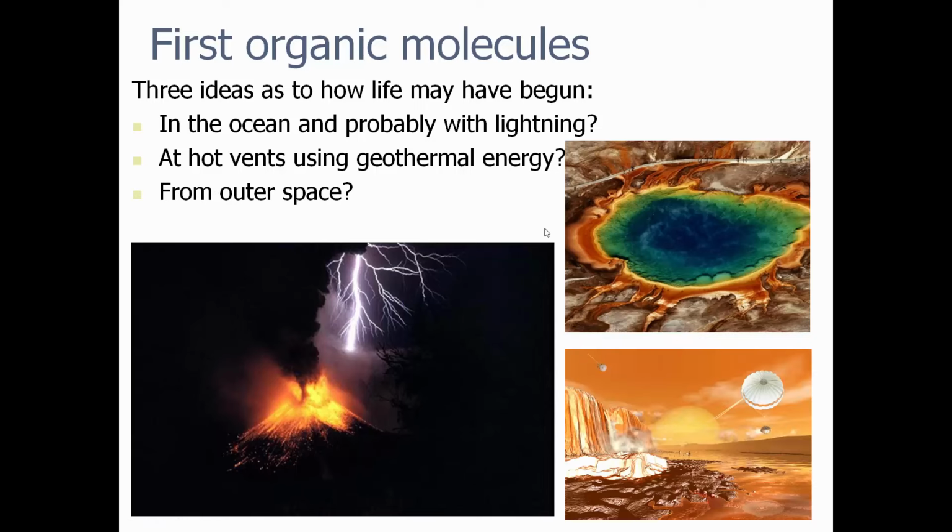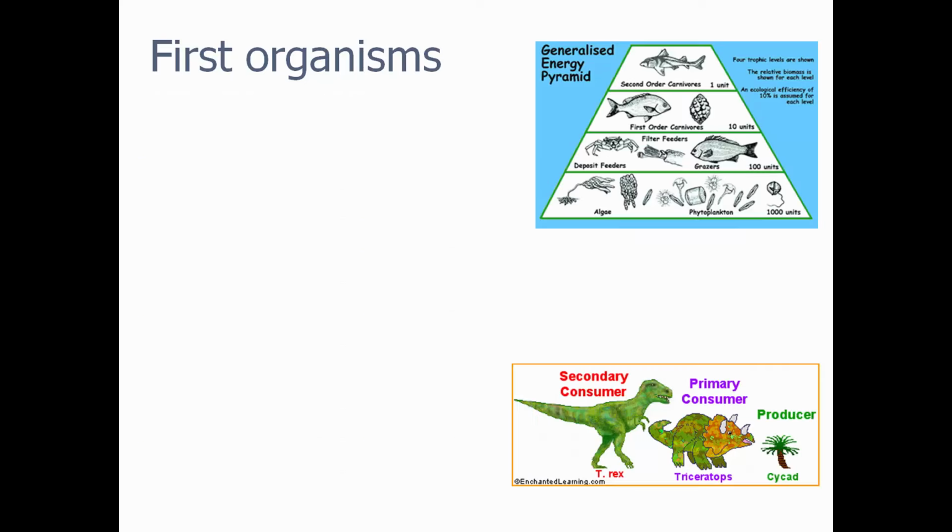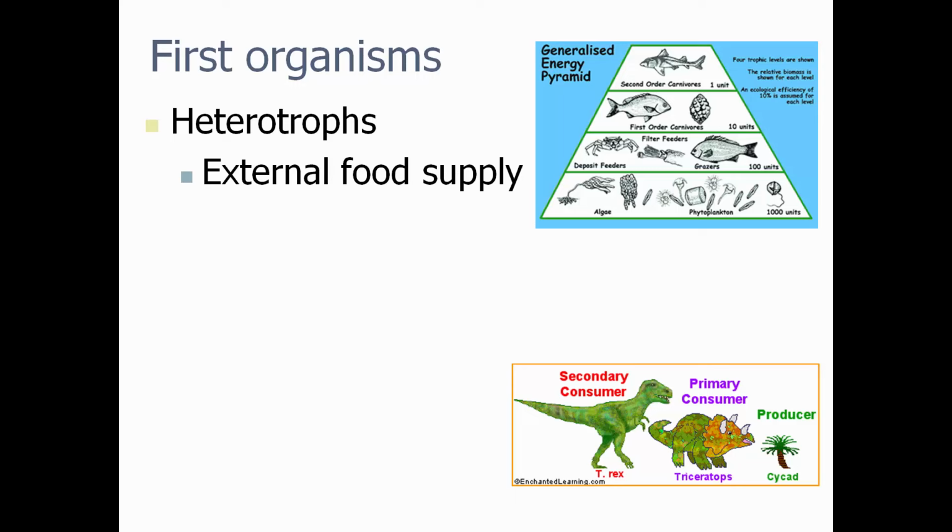Or maybe it came from outer space. Could have come in an asteroid. Could have come from an extraterrestrial being. We don't know. We just know that at some point in time life started, and we are remnants of that. First organisms: there was no plant life, there was no producer, so the first life had to be a heterotroph, had to get its energy from outside. It couldn't produce its own energy. So they probably were eating an external food supply, probably fermenting bacteria.